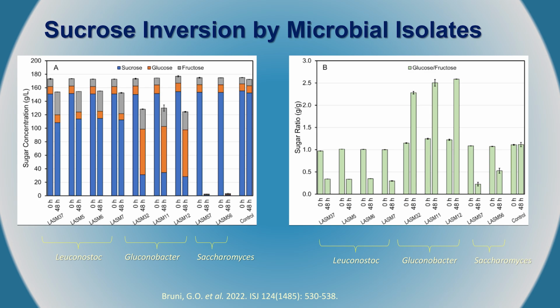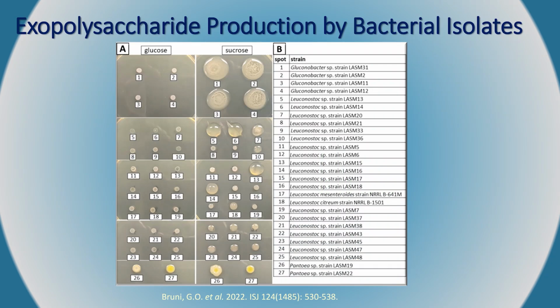All right, so next I just wanted to show you some qualitative analysis that we've done on exopolysaccharide production by some of these bacterial isolates. And so on the left panel, we have spotting onto a glucose-based medium, and on the right, we have spotting onto a sucrose-based medium. And if you look at these panels up here, you'll see the Gluconobacter isolates, and you see they produce EPS only on sucrose, so their production is sucrose dependent, and they produce this profuse, watery EPS.